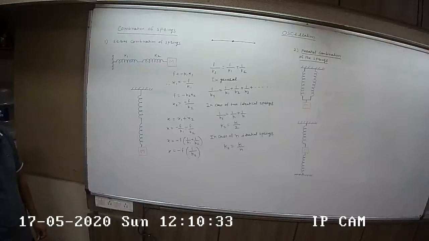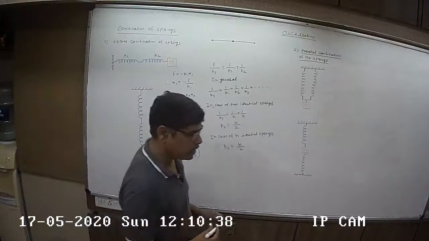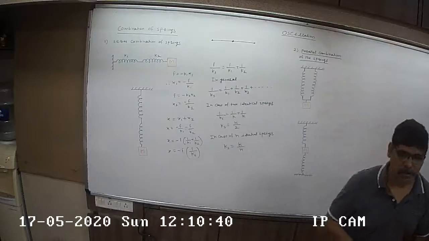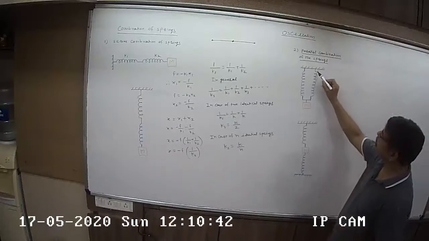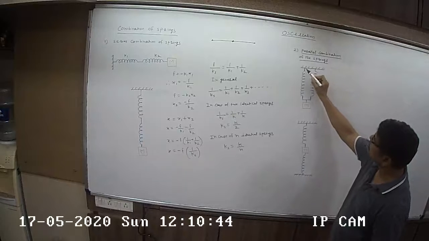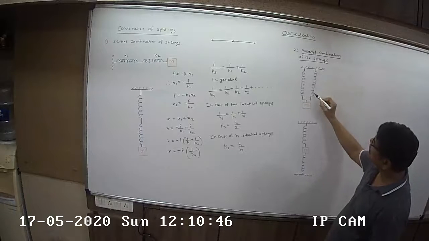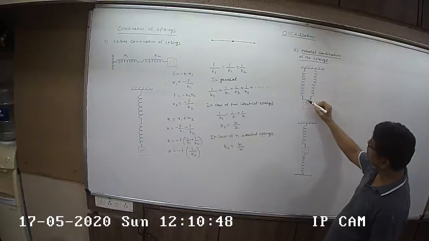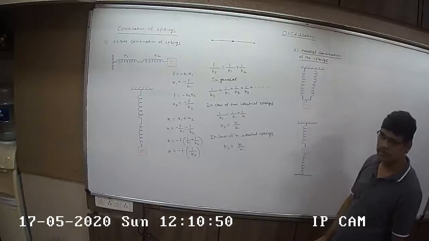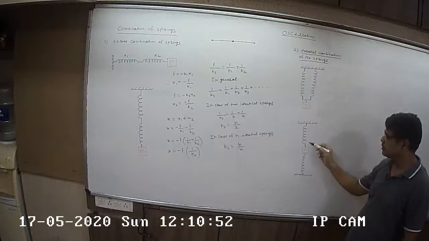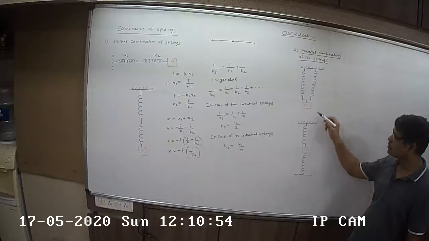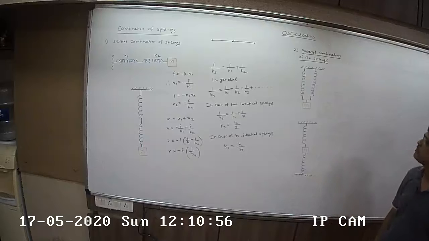Is that clear? Okay. Now let's go to the parallel combination of the springs. So see how the parallel combination works. In parallel combination, one end of the spring is connected to a common point, a rigid support, and the other end is connected to a common point, that is the block of mass. Because this is also a parallel combination. This is also a parallel combination. Okay, is that clear to you?